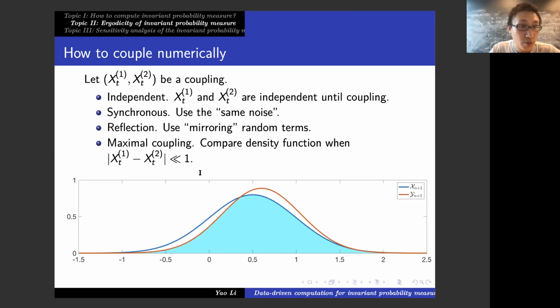Well, it's a little bit delicate here because a numerical computation has error. If you run a theoretical coupling numerically, you have some errors, so the two trajectories may just miss each other. So what do we do? The solution is this.